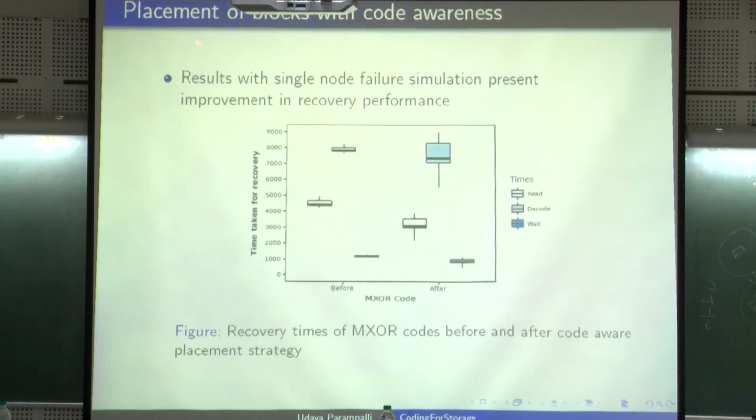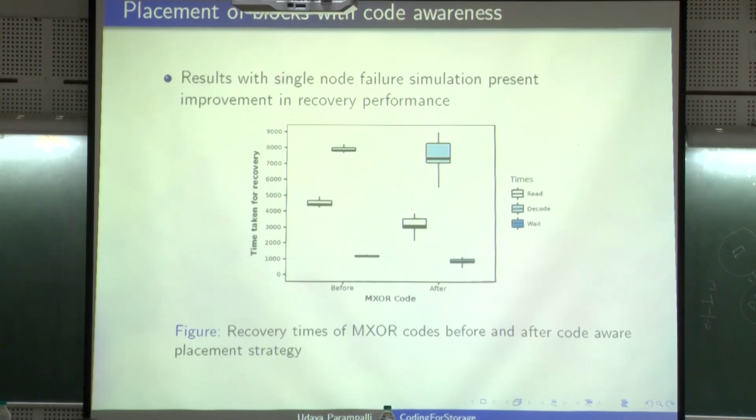Now, once you have the code aware placement of blocks, here are the results with a single node failure. This shows recovery times of the MSR code before and after code awareness. Before code awareness, the time taken for recovery is around 4500 milliseconds. After code awareness, it has come down, with an improvement of more than 20 or 30%. That's the decode and wait time. So this is the placement of blocks with code awareness.